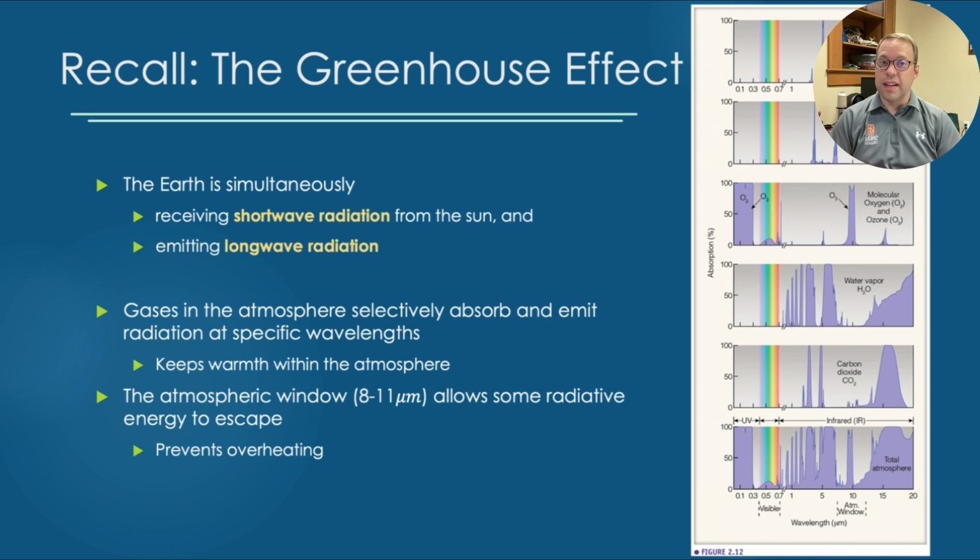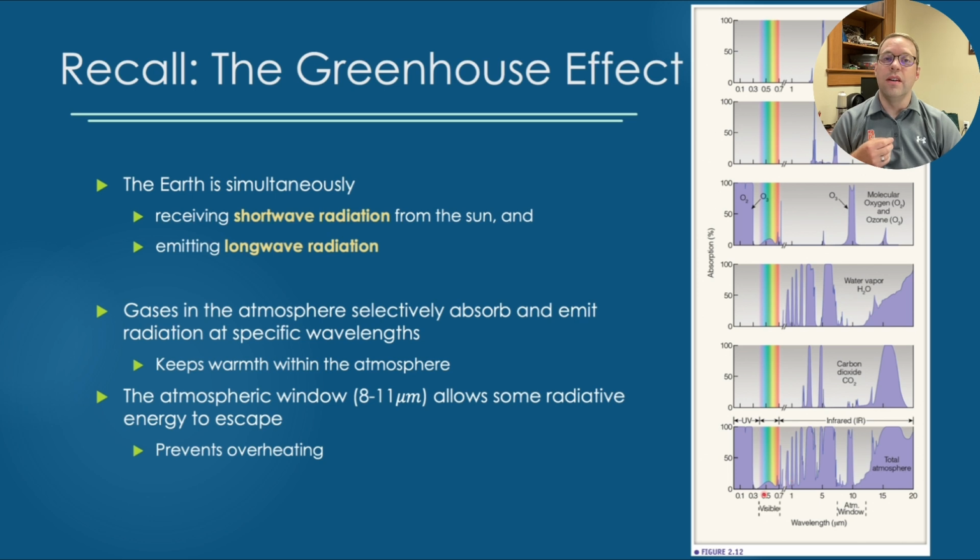As far as the greenhouse effect goes, remember that the Earth is simultaneously receiving shortwave radiation from the sun and emitting longwave radiation from the Earth back out into space. In fact, our atmosphere is constructed in a way such that the molecules, remember, are selective absorbers. They absorb radiation at particular wavelengths, and if they're good at absorbing at those wavelengths, they'll also re-emit at those wavelengths. There are two windows inside of our atmosphere.